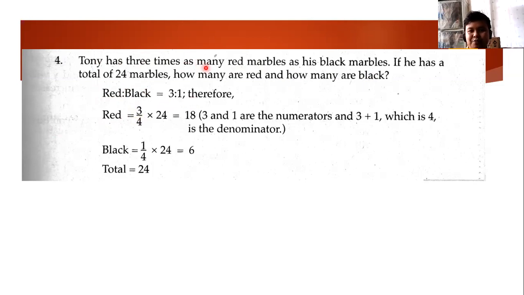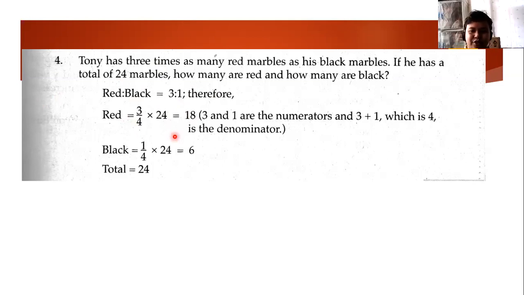It says as many red marbles as black, so red has 3 times. So your ratio becomes 3 and 1, and 3 plus 1 is 4. If he has a total of 24 marbles, this is where the 24 comes in, right? So, 3 over 4 times 24, and that is how it became 18.